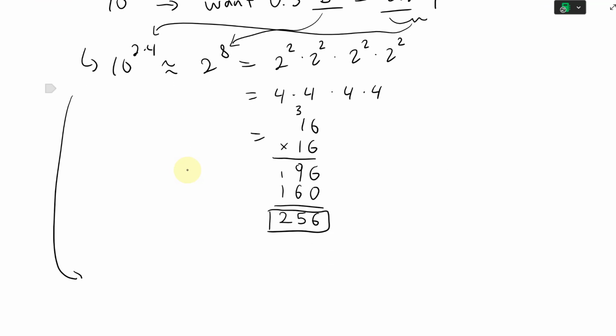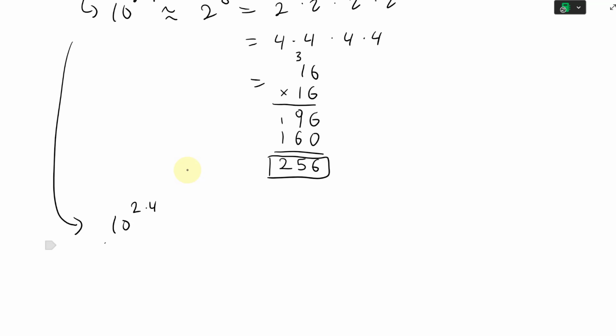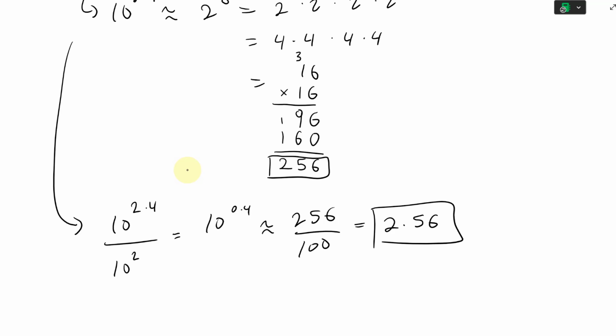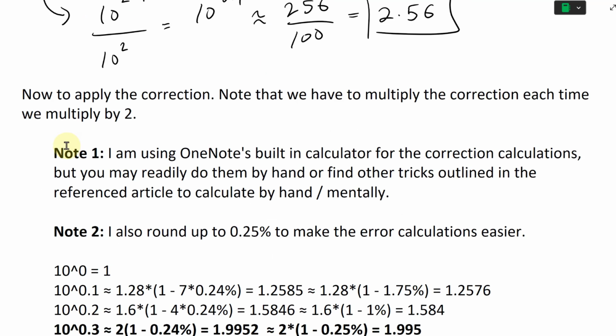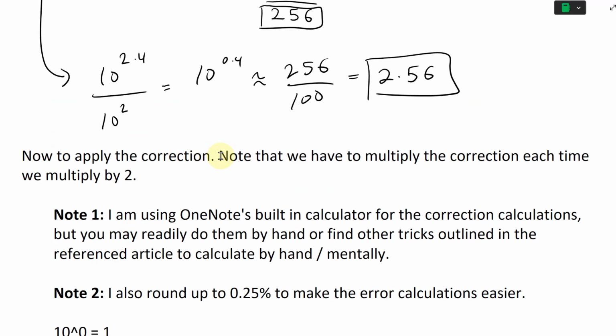And then you're going to have to divide this to get to 0.4. I'm doing this all slowly, but you can do this all in your head quickly and you just know the pattern. Divide this by 10 to the 2. This equals 10 to the 0.4, approximately equal to 256 divided by 100, because 10 to the 2 is 100. This equals 2.56. You guys do it all in your head. And again, from 10 to the 2.4, it approximately equals 10 to the power of 8 equals 256. All right, now to apply the correction.